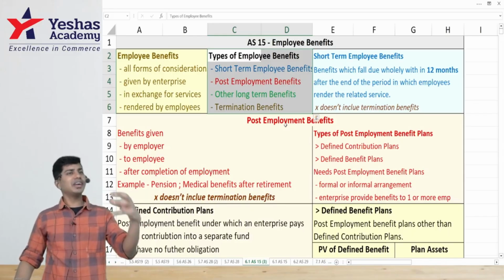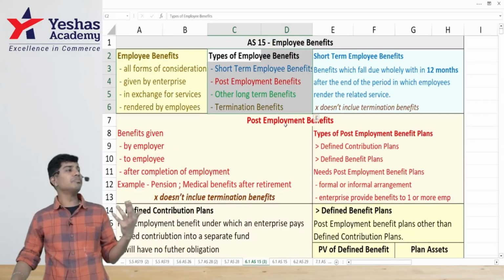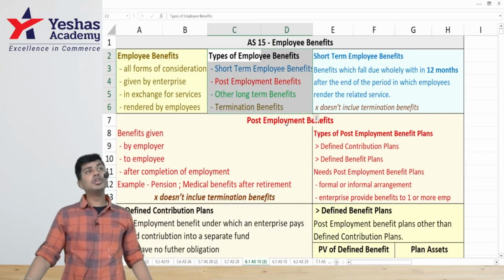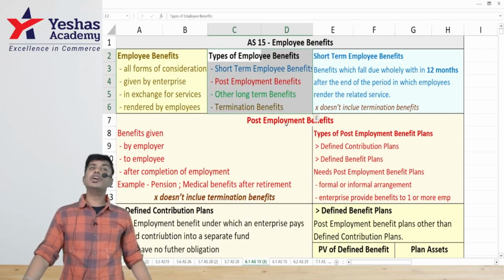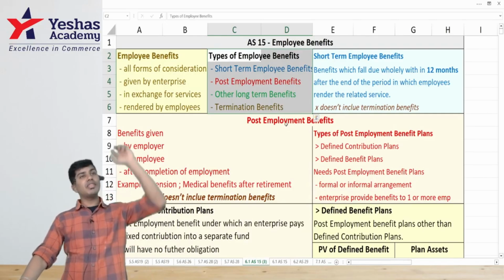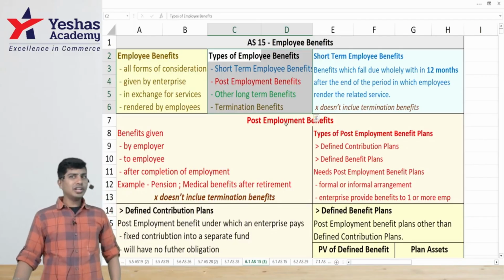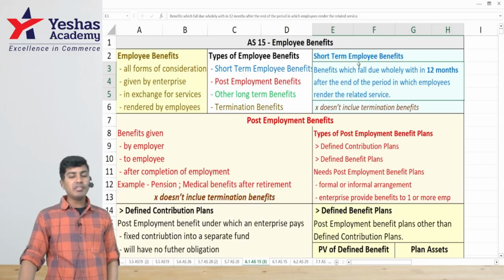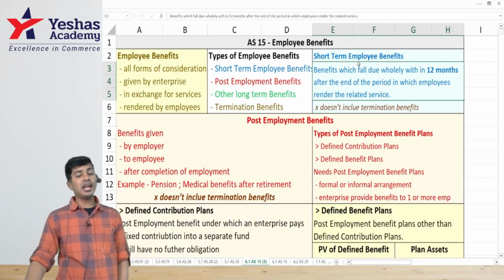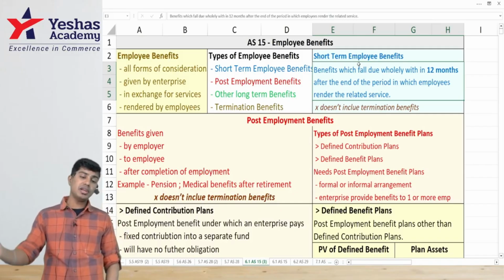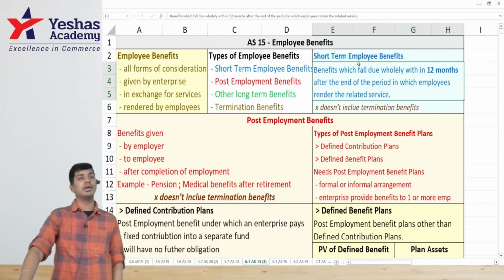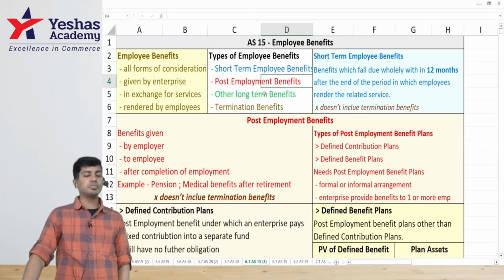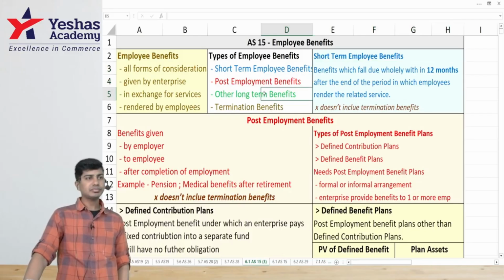I did some hard work. I did some very good service to you today, for which you're going to give me money in February 2027. Short term or long term? Short term. March 2027, short term. April 2027, then it is long. You understood what is short term? Read it now. Benefits which fall due wholly within 12 months after the end of the period in which the employee renders the related service. And it does not include termination benefits, long-term benefits, or post-employment benefits.